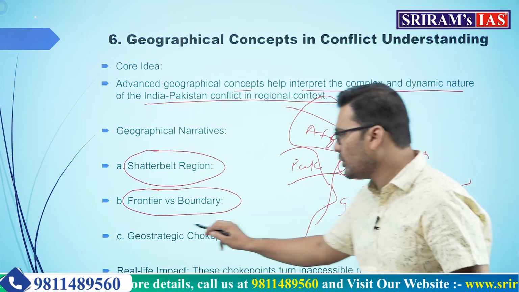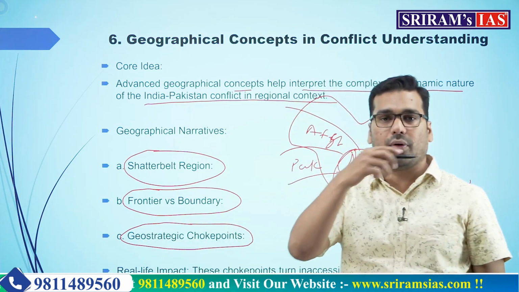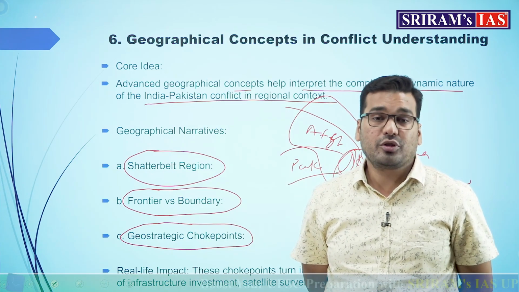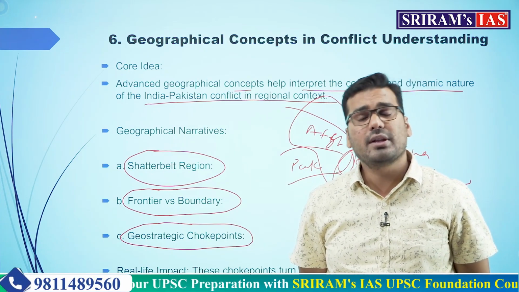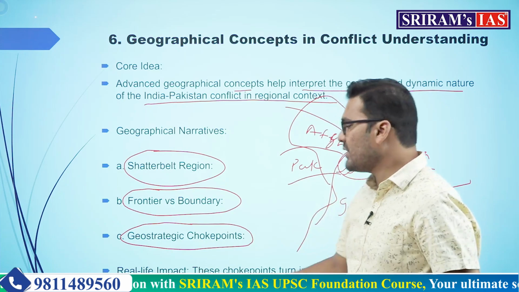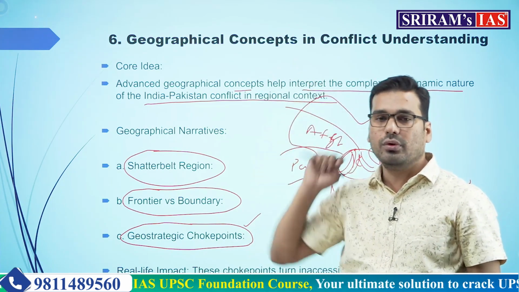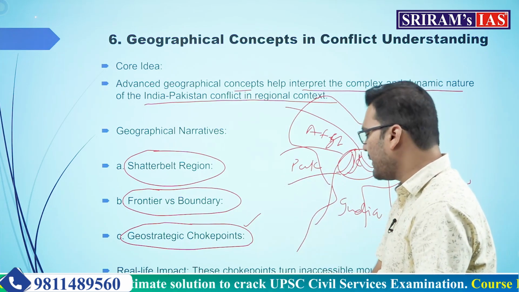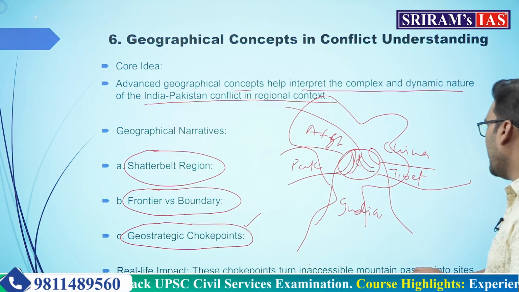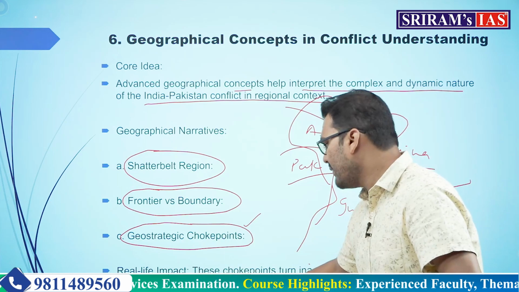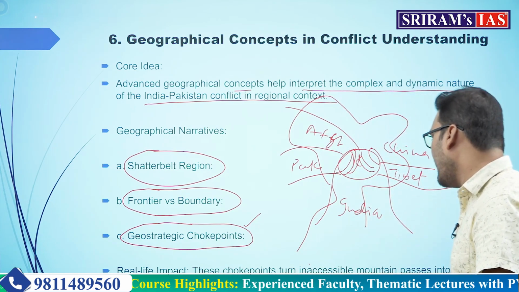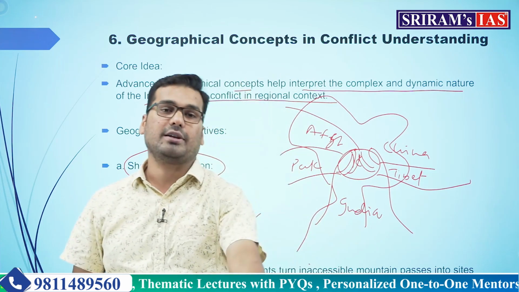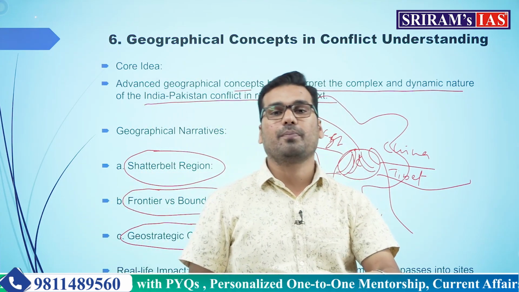And the geostrategic choke points, for example I give you the example of say Galwan Valley, I give you the example of say Siachen Glacier, Kargil, right, Dras, all these places, they are very strategic in nature because height gives you that advantage so that you can supervise and surveillance. And then real life impact is these choke points turn inaccessible mountain passes into sites of infrastructure investment, satellite surveillance and territorial assertion. These are the strategic points जहाँ पे हमको चाहिए ही चाहिए, ठीक है.